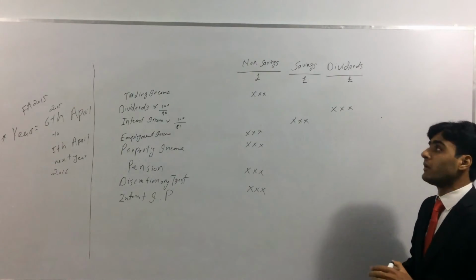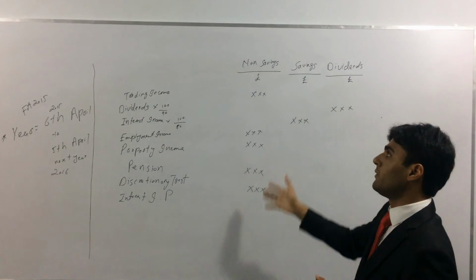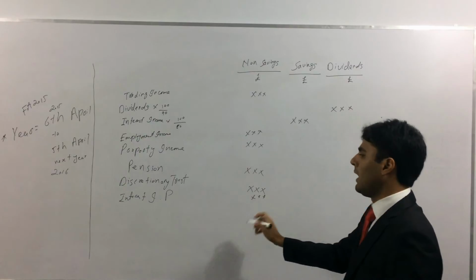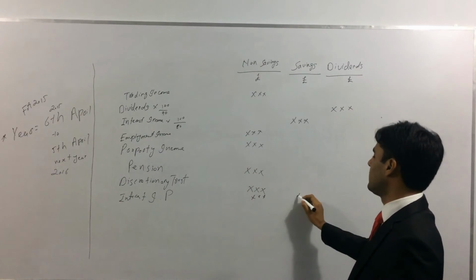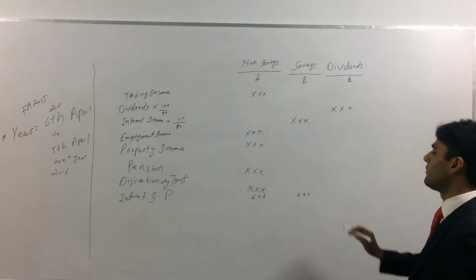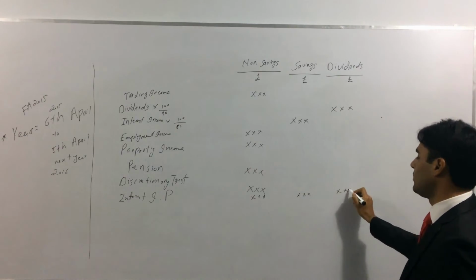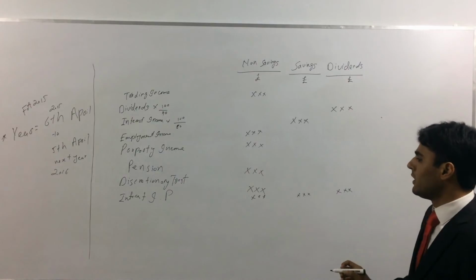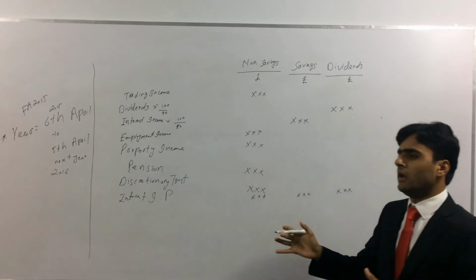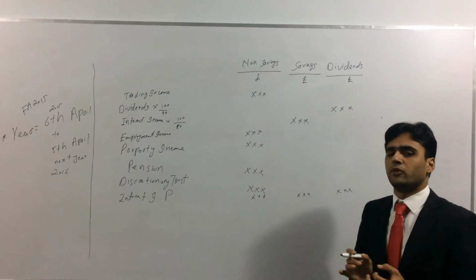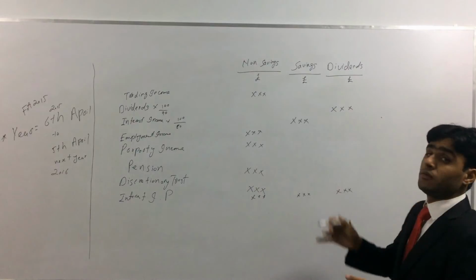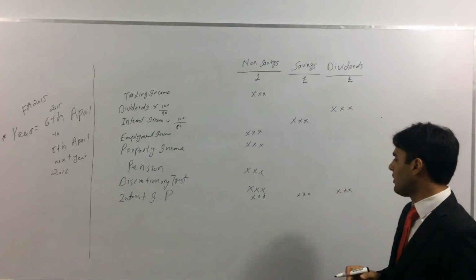It depends, right? If it is being paid out of non-savings income, it will always go into the non-savings. And if it is being paid out of savings income, it will always go into the savings. And likewise, if it is being paid out of dividends, then it will go into the dividends, right? So the question will always tell you that income from interest in possession trust is paid out of savings income or paid out of dividends income, right?